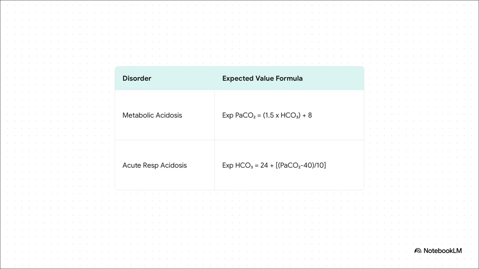Think of these compensation formulas as your physiological lie detectors. They allow us to calculate exactly where the expected compensatory values should be. For instance, if bicarbonate drops, the lungs should hyperventilate to lower the CO2. If we plug our patient's bicarbonate into Winter's formula, that's 1.5 times bicarb plus 8, it tells us exactly what the CO2 should be. This brilliantly proves if a second primary acid-base disorder exists, because if the actual numbers on the printout don't match our math, there's another primary problem hiding in plain sight.